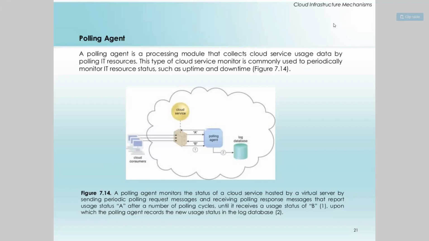There can be polling cycles, where you send messages at some intervals of time. The main reason for the polling agent here is just to check whether your cloud service monitor is up or not, whether it is alive or not. So basically it is going to do that.